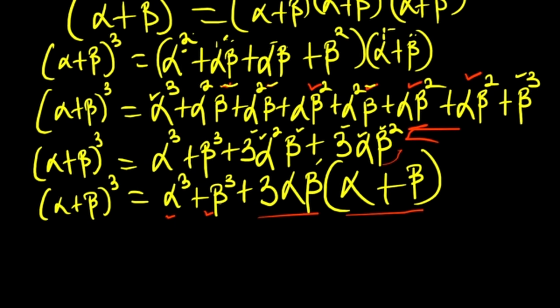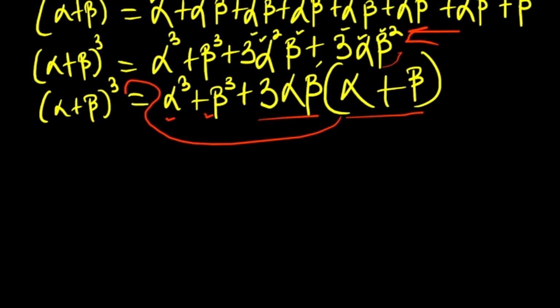So we can now make it the subject of the formula. Okay? And whatever we get after making it the subject now becomes its formula. So now I'm going to move the 3 alpha beta multiplied by alpha plus beta to the other side of the equation. So I'll move everything here to the left, okay? So that we isolate alpha cube plus beta cubed. Now let's do that.